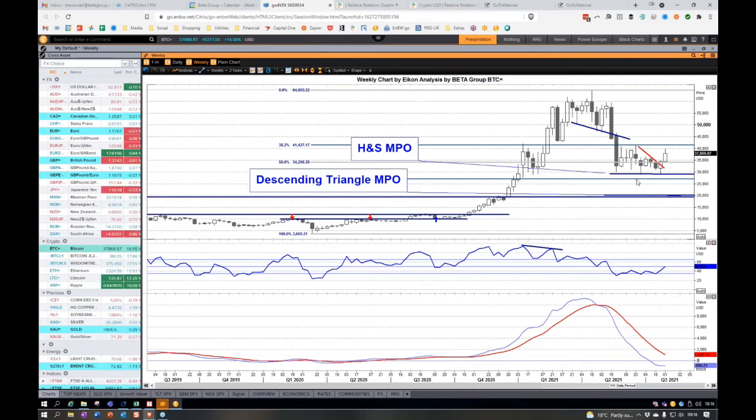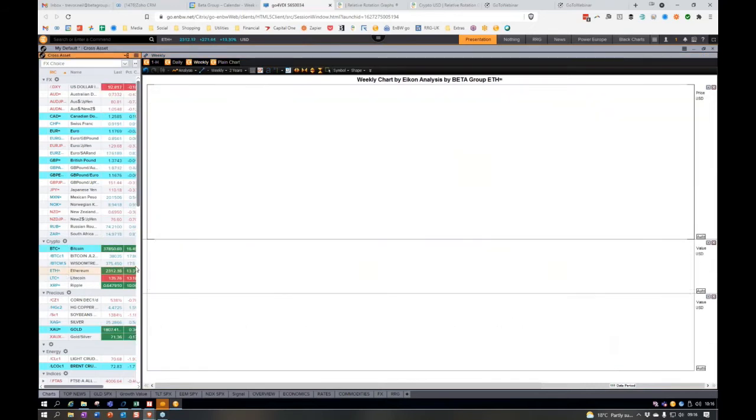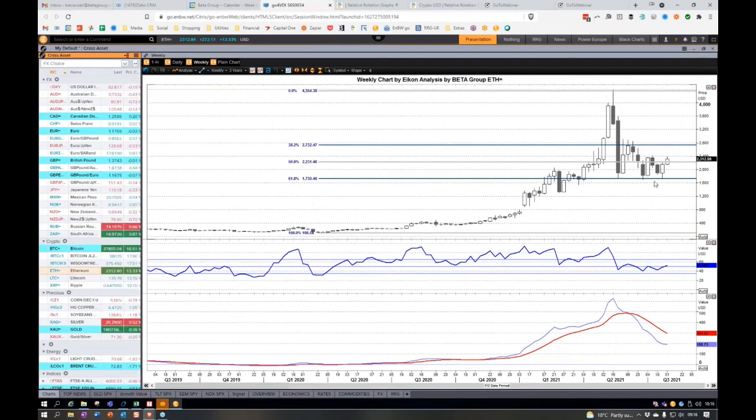But remember, how big was the fall? So this was how far it went up when the bulls were in control. This is how far it went down when the bears were in control, around 60%. Now let's go to Ethereum. And with Ethereum, it went clearly to 61.8%. So it went further. This means the bears are stronger than they are in Bitcoin. And this reflects also in the chart.